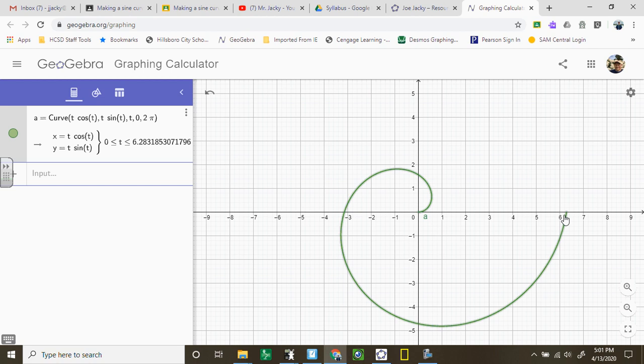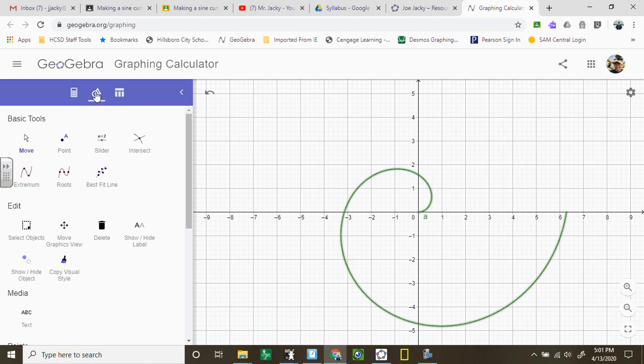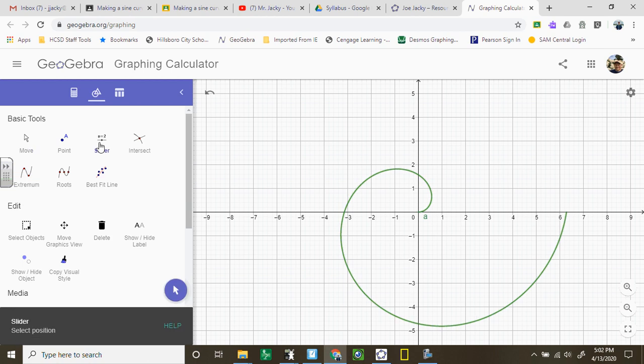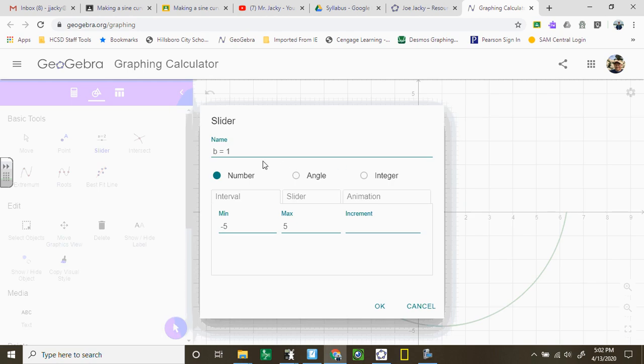But what if we did more values of pi? So I'm going to go over to the tools right here, and I'm going to put a slider in here. So we're going to do more values of pi. So click here, and my slider is B, and I'm going to make B start at 1, and the minimum is going to be 1, so I put in 1 there, and the maximum is going to be 10 or whatever you want the maximum to be, and then the increment is going to be, we can mess with that.